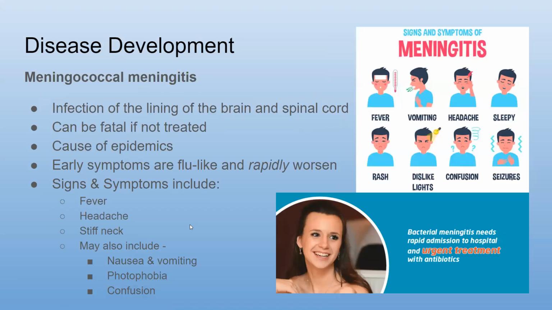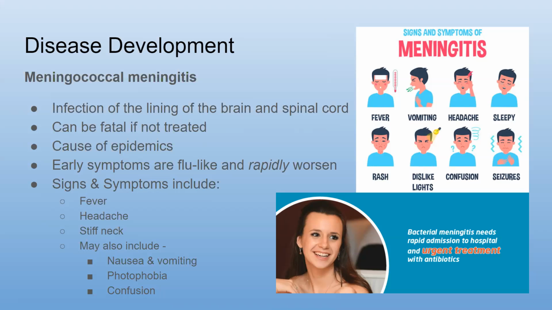Neisseria meningitidis causes a handful of serious infections that are usually referred to together as meningococcal disease. The first one that we'll talk about is meningococcal meningitis. Meningitis is something a lot of us have heard of. It's an infection of the lining of the brain and spinal cord, the meninges. It happens when the bacteria crosses the blood-brain barrier and gets into the meninges and causes an infection there. And it leads to swelling and can cause all kinds of problems.